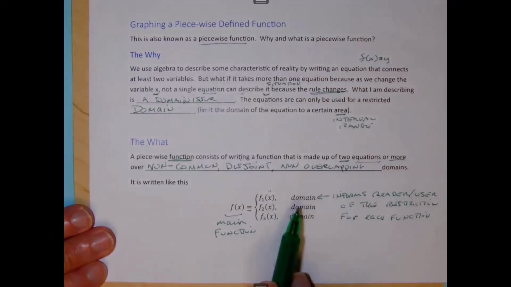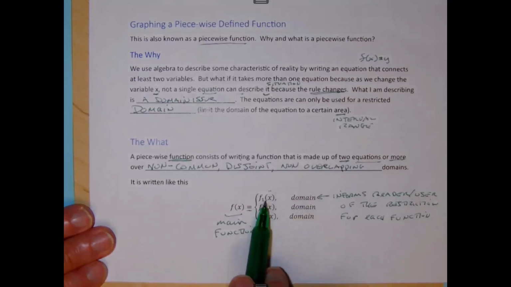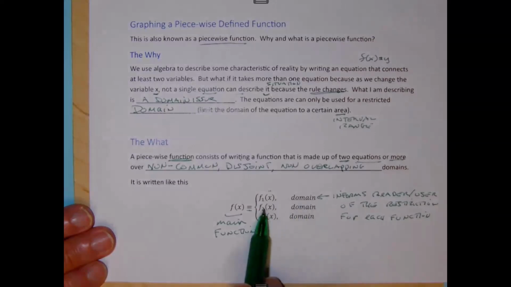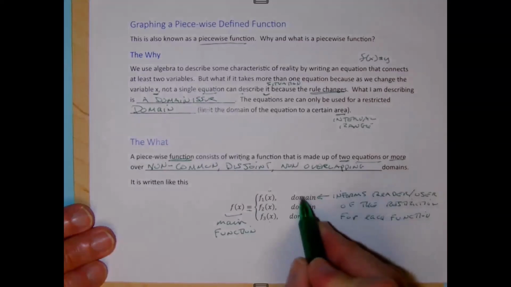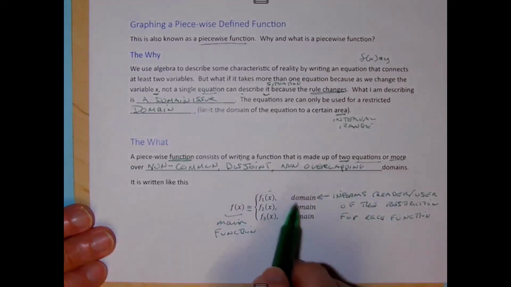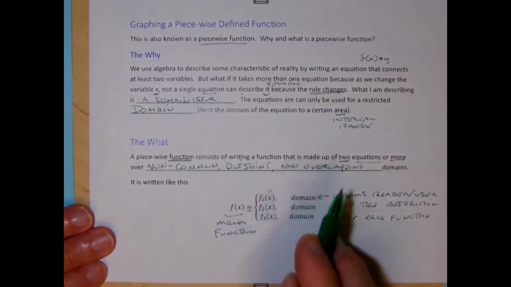Okay, so it looks something like this. Here's F1, but only use F1 when you're in this domain. Use F2 when the domain is this, and F3 when the domain is this. And these three domains are disjoint. They have nothing in common. They're non-overlapping.